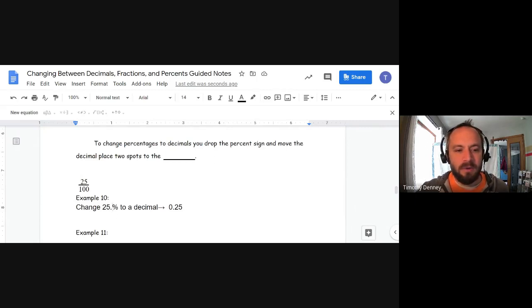25. And then what we do to get rid of this percent sign, to change it to where it's just a decimal number, not a percent, we move the decimal place 2 spots to the left, and then we get rid of the percent sign.